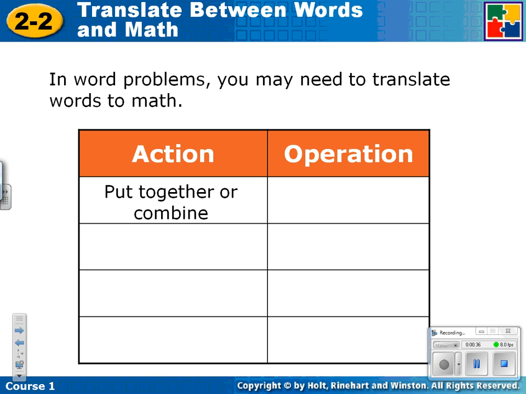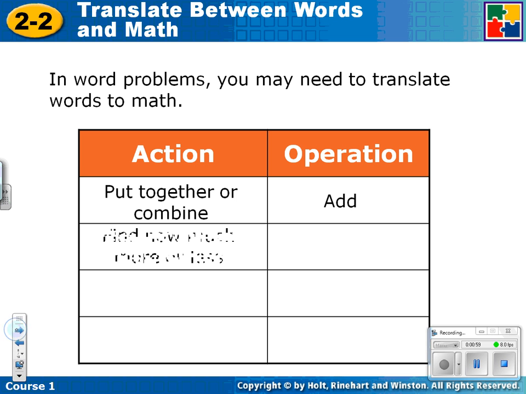So, put together or combine. What operation would you guess that that means? Addition, subtraction, multiplication, or division. We're putting things together. You've got a pile of M&Ms. I've got a pile of M&Ms. Let's put them together. What are we doing? Addition. We're adding.